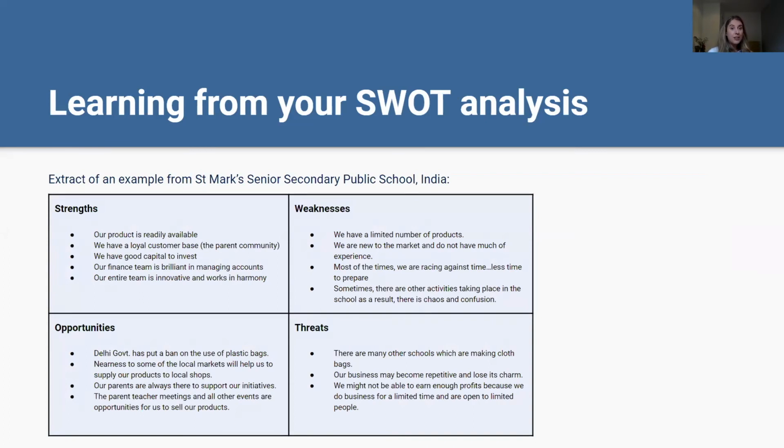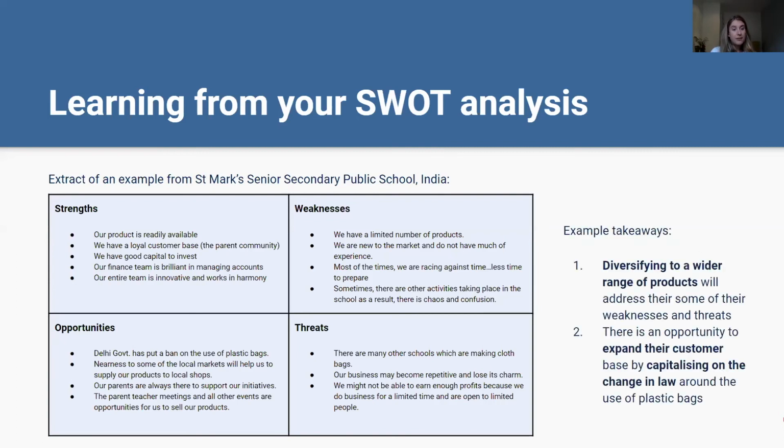So I wanted to show you this real example from the students at St. Mark's Senior Secondary Public School in India. And they started selling cloth bags made out of scrap cloth. And then they diversified into cushion covers, table covers, and napkins. So this on screen is an extract of their SWOT analysis. So when they analysed the strengths, the weaknesses, the opportunities and threats which they first thought of, they realised that diversifying to a wider number of products would address some of the weaknesses and threats to their business.